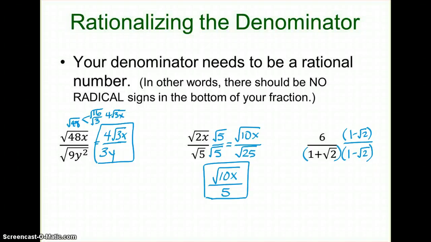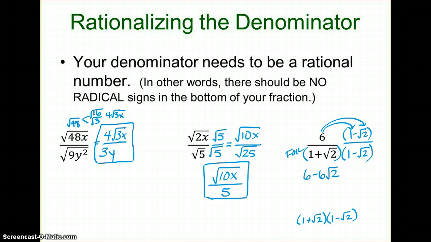Now, in my numerator, I have 6 times that binomial. That's just simply a distributing problem. That's 6 minus 6 square root 2. All I did is distribute that to those two things. Now, for the bottom, the denominator, I'm going to have to do FOIL. So I'm actually going to come down here and write this out: 1 plus the square root of 2 and 1 minus the square root of 2.